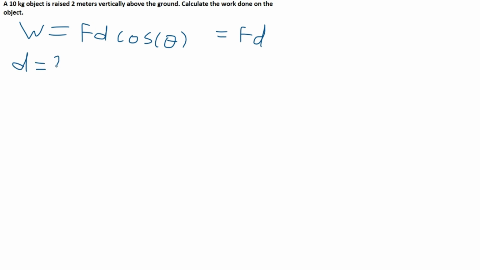A 10-kilogram object is raised 2 meters vertically above the ground. Calculate the work done on the object. So work is equal to the force times distance times the cosine of any angle. We see that it is raised vertically above the ground, so we don't need to worry about angles, meaning that work in this case is equal to the force times distance. Now, if you raise an object above the ground, the force acting against it will be gravity. So the force will be gravity in this case, and the distance will be the height, which is equal to 2 meters.